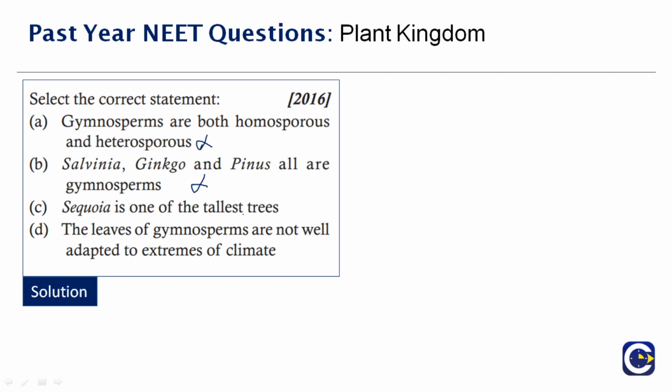Sequoia is one of the tallest trees. Yes, this is right. I'll tell you why. Why is sequoia one of the tallest trees? The last one. The leaves of the gymnosperms are not well adapted to the extremes of the climate. This is also wrong. The correct answer is option C. Sequoia is one of the tallest trees. This is the correct statement among the four options given here.